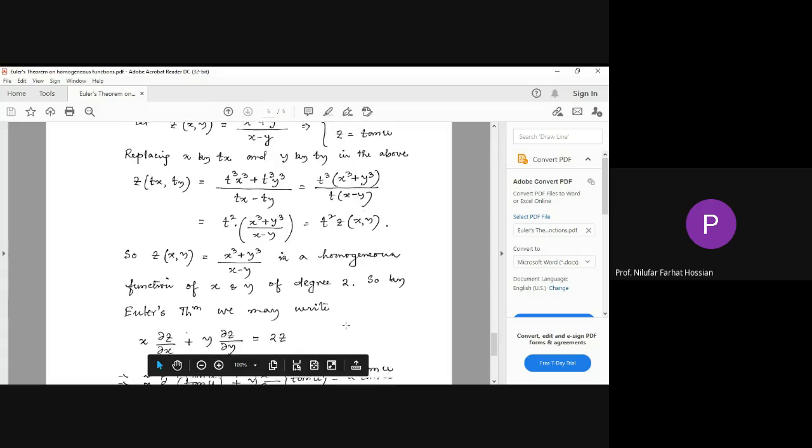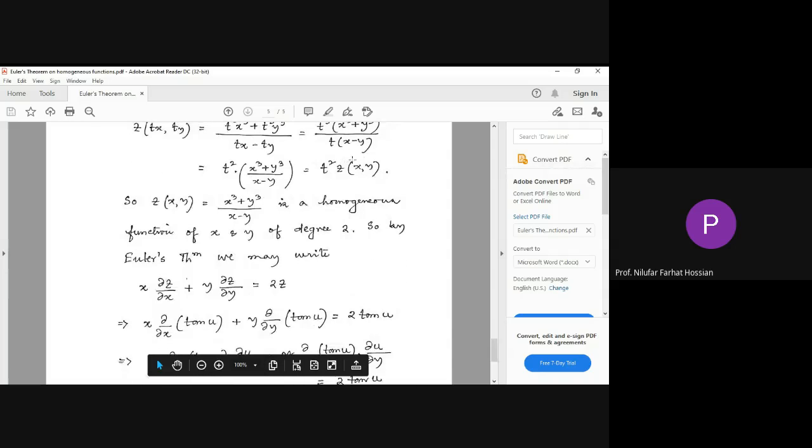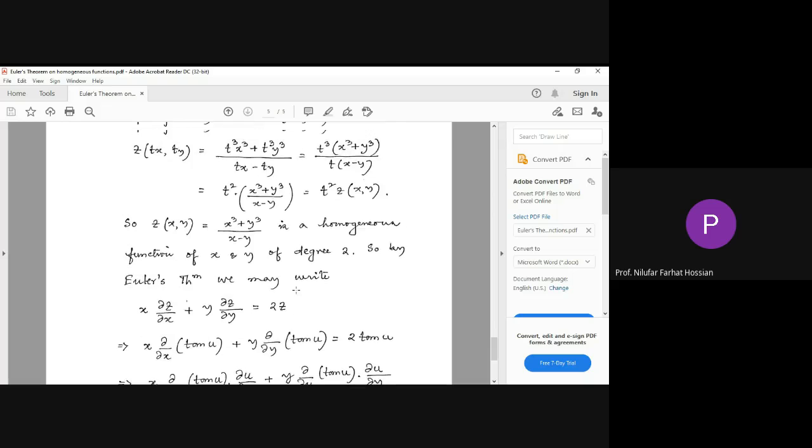Just use Euler's formula, because z is a homogeneous function of degree 2. So in place of n, you have 2. Using Euler's theorem, you will get this: x into del z by del x plus y into del z by del y equal to 2z. Now here you just put down the value of z.